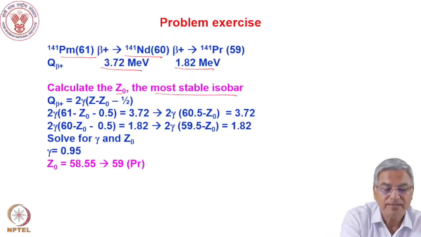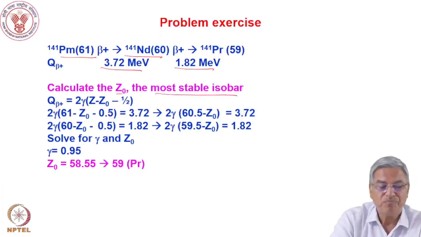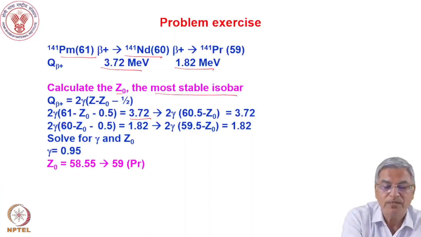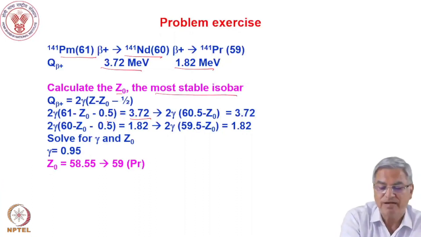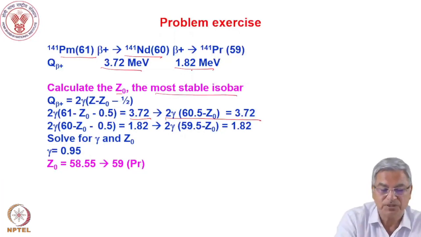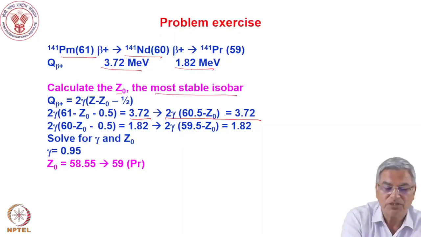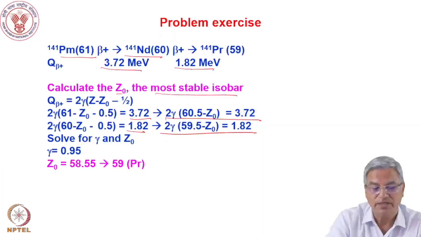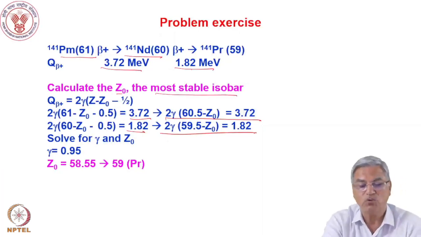So we can write the expression for Q beta plus: 2 gamma (Z minus Z0 minus half). So Q beta is 3.72. So you can write 2 gamma (61 minus Z0 minus 0.5) equal to 3.72. For the other beta plus decay, 2 gamma (60 minus Z0 minus 0.5) equal to 1.82. So these two equations are there, and you can solve them for Z0 and gamma.